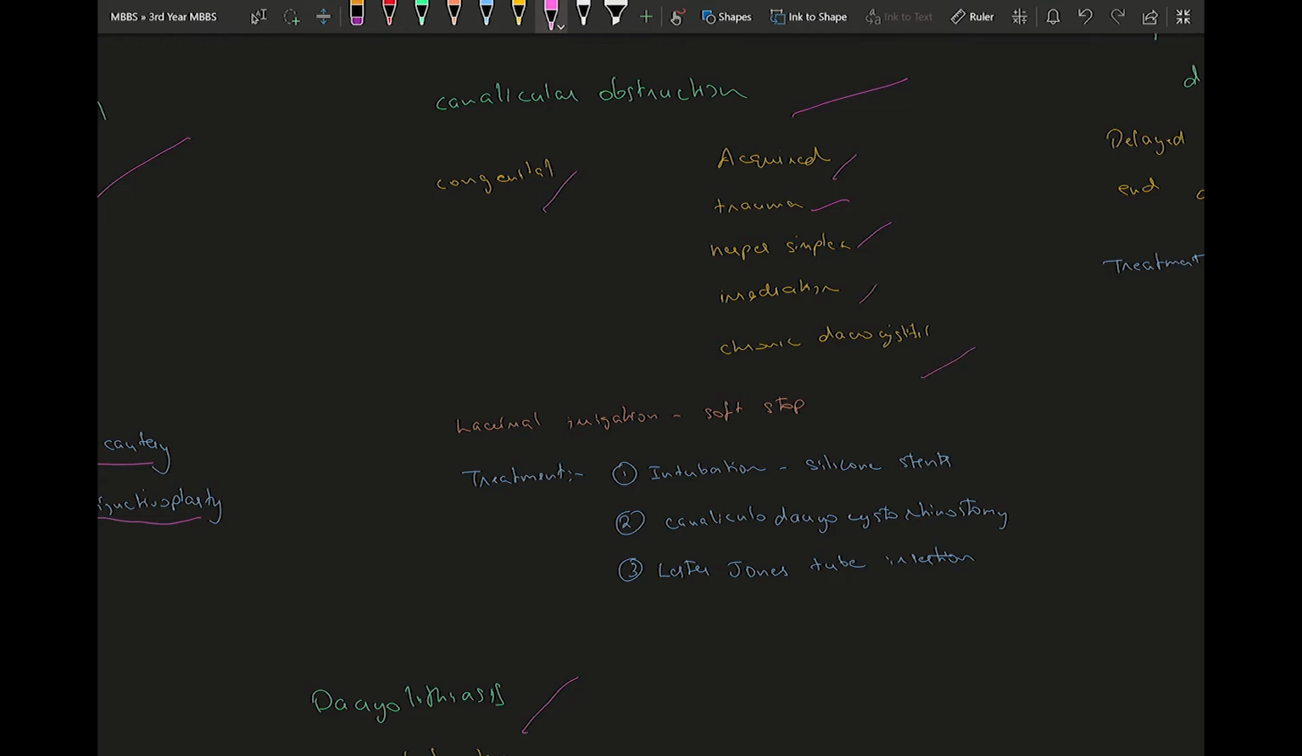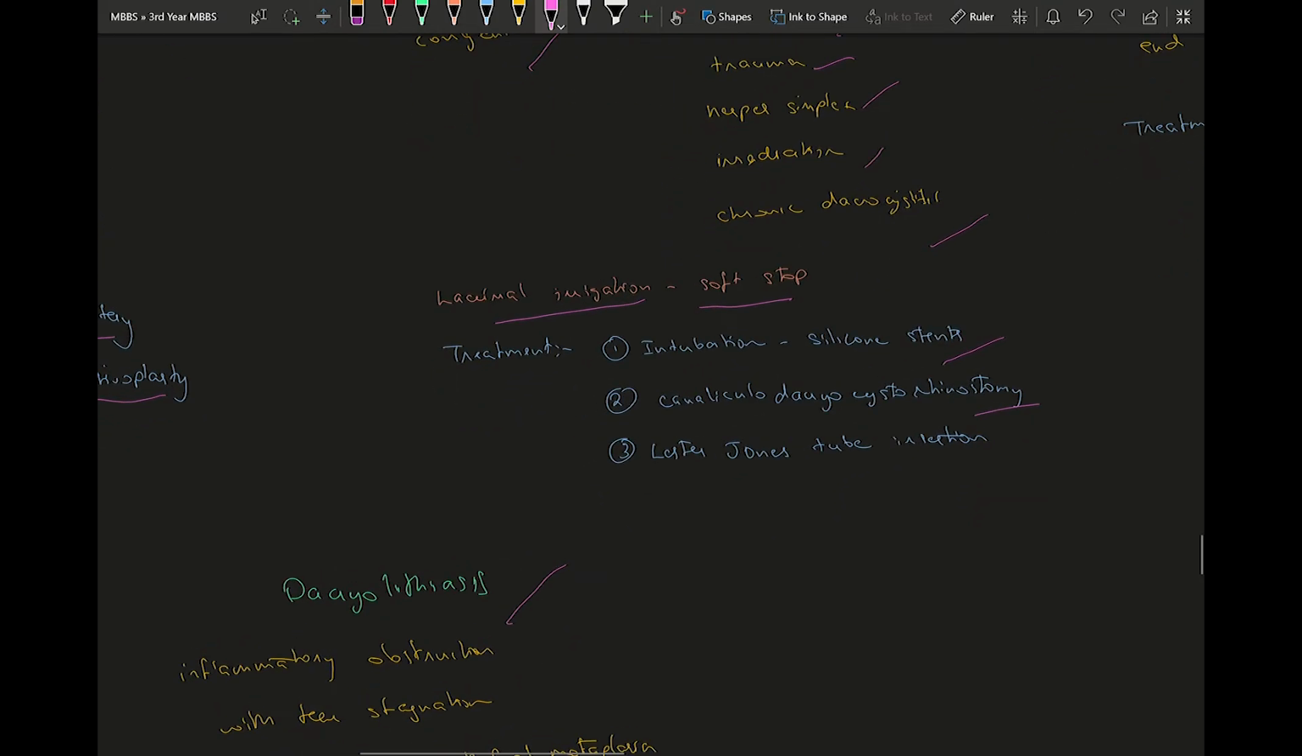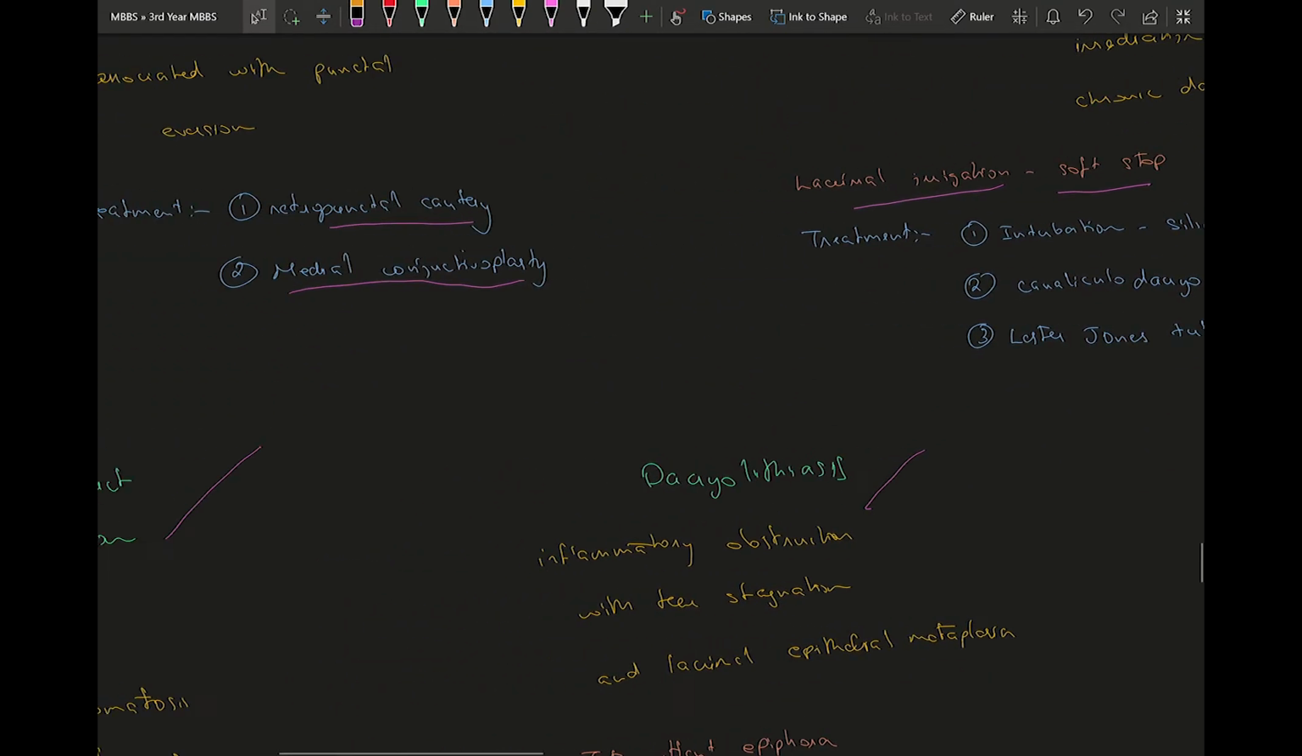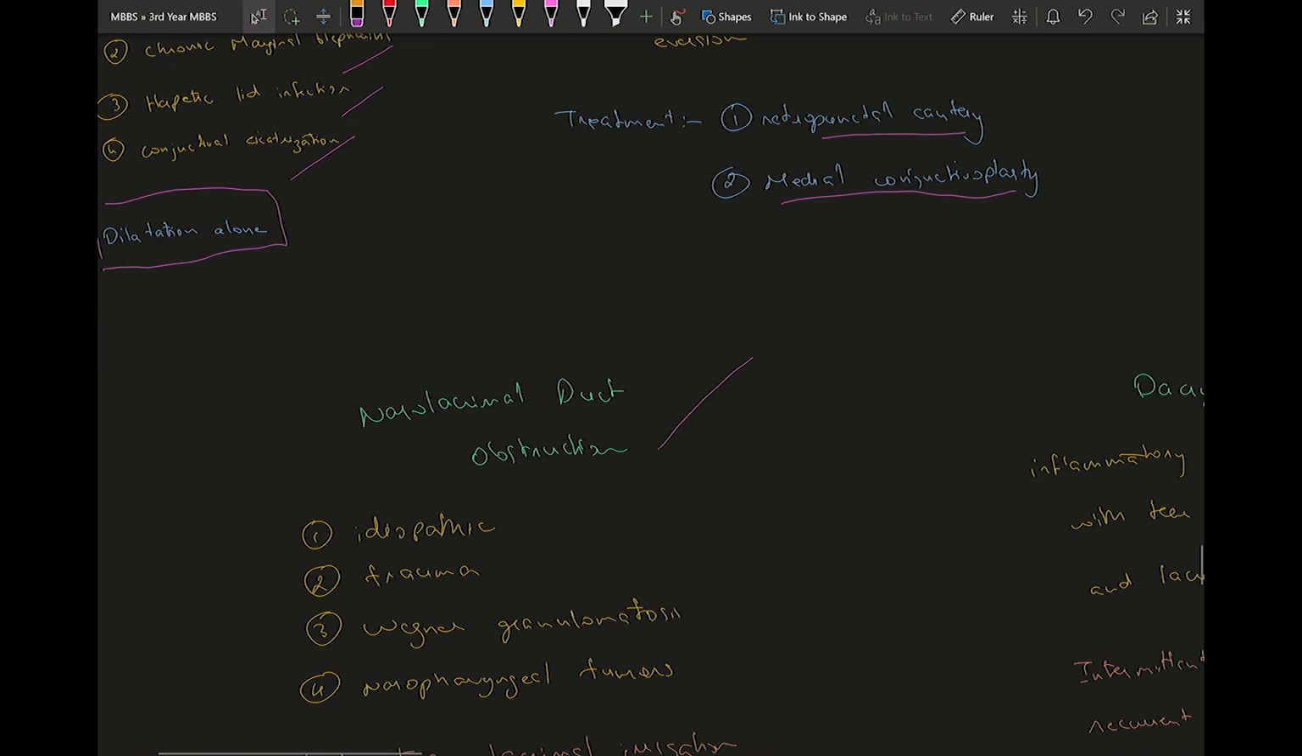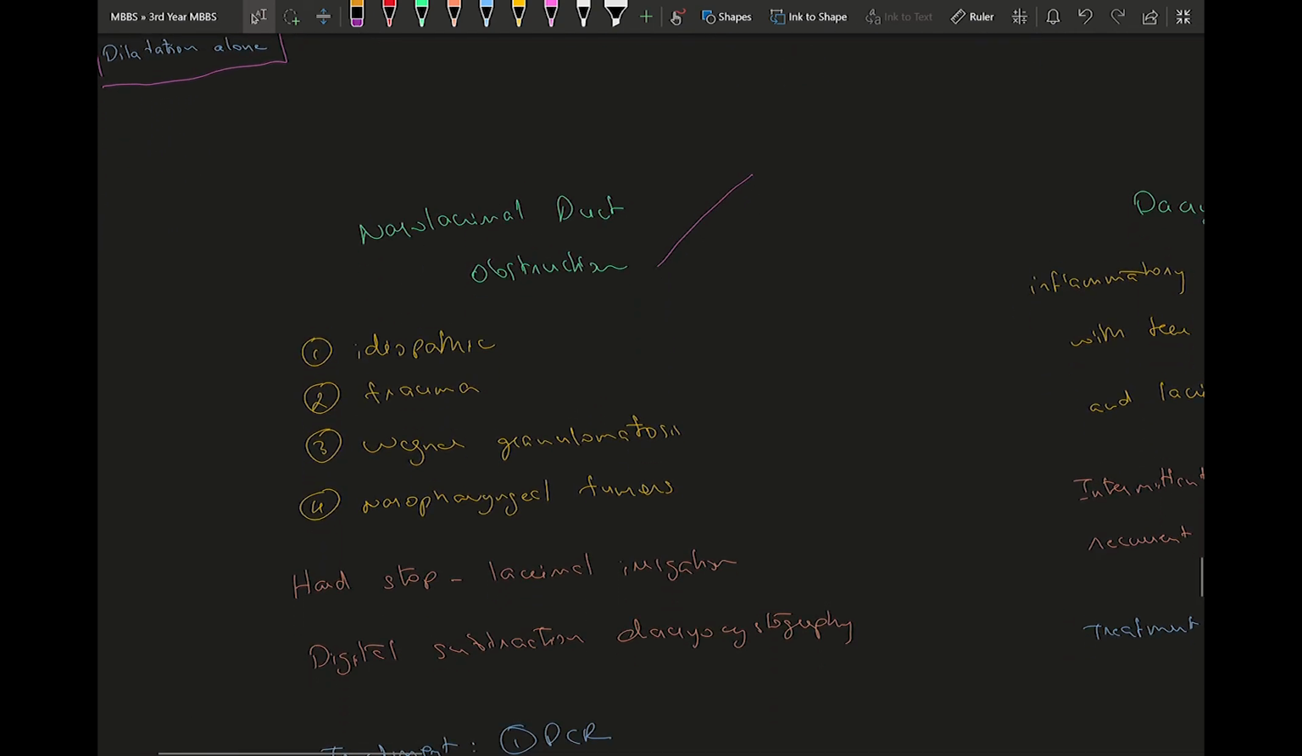dacryocystitis. Okay. On lacrimal irrigation, there will be a soft stop of the overflow, and the treatment for this would be intubation using silicone stents, or canalicular dacryocystorhinostomy. Along with the removal of the lacrimal sac, you also remove the canaliculi, followed by Lester Jones tube insertion. So those are all the treatment options for canalicular obstruction.